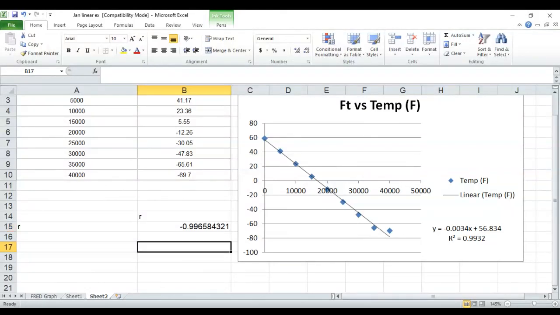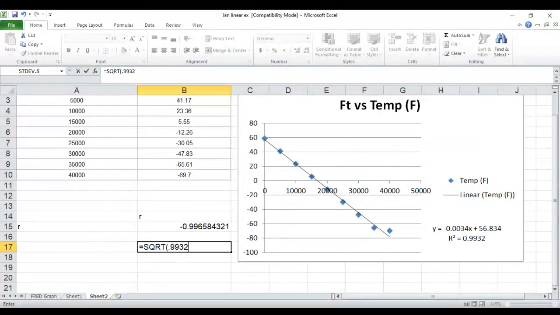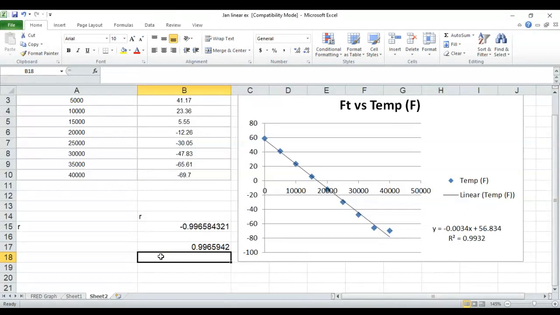Okay, you could also do it this way. You could say equals the square root of R squared, which is 0.9932. But the only problem with doing it this way is that you have to remember to put the negative in front.